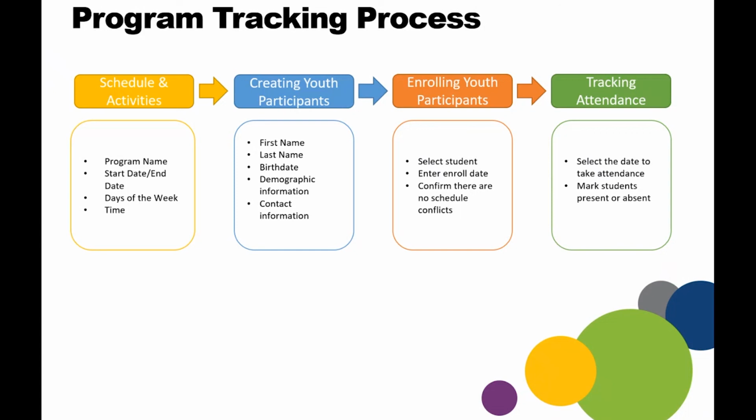To create a youth participant, a first name, last name, and date of birth are required. And that is to help avoid any duplicates in the system. So the system will match every youth participant by birth date. So that's like the unique indicator so that the system can always recognize that student and avoid you having to create a student over and over again. You can also track demographic information as well as contact information for students and their family.